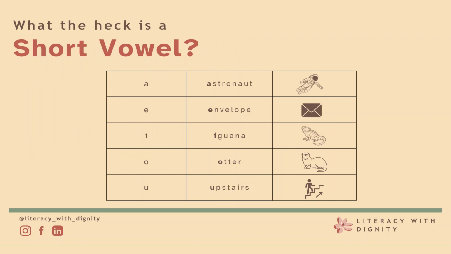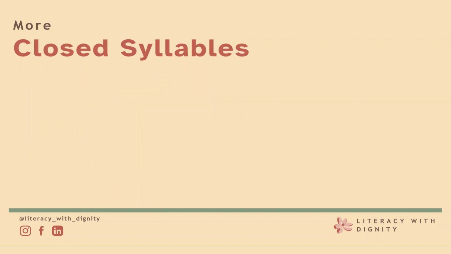Okay? What the heck is a short vowel? These letters A, E, I, O, U are the vowels. We'll get into Y and W later. And if they're short, they're making these sounds: ah as in astronaut, eh as in envelope, ih as in iguana, ah as in otter, uh as in upstairs. Most students, if they're struggling with closed syllables, are struggling to accurately say the short vowel sound when they see a closed syllable. A lot of times they're saying oh. The goal of this unit is to really get them quickly saying, every time you point to an I, they're saying ih. Every time you point to an O, they're saying ah. They're doing it very quickly and without stuttering.